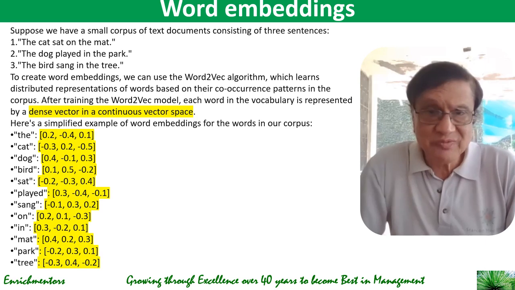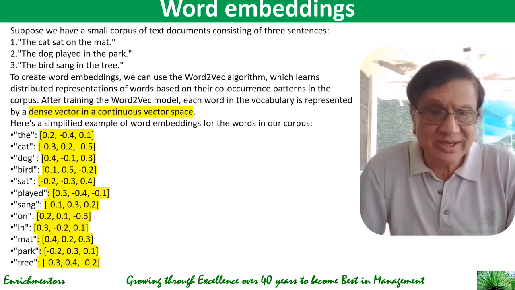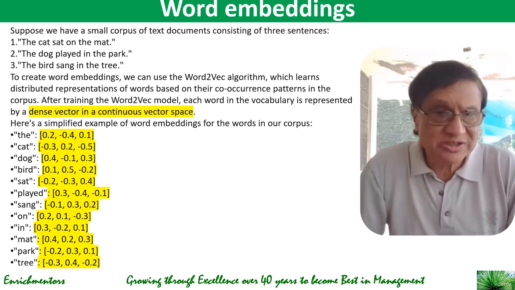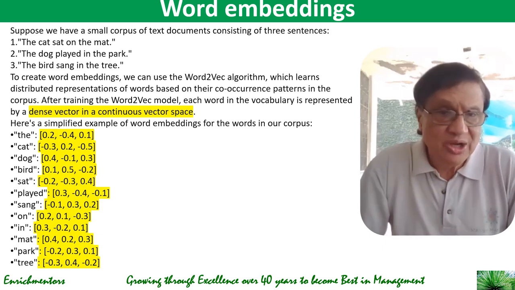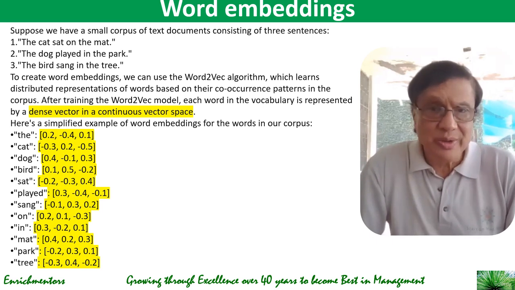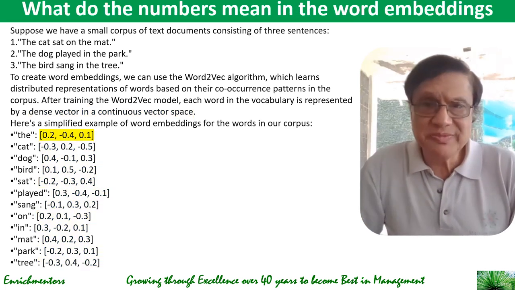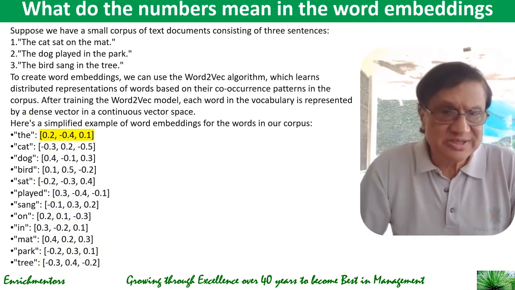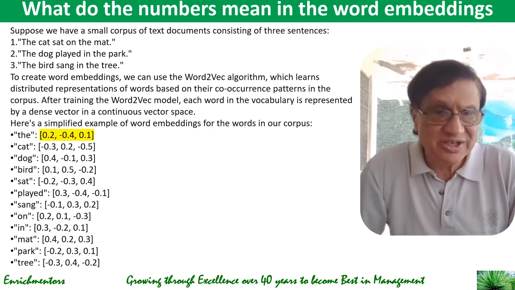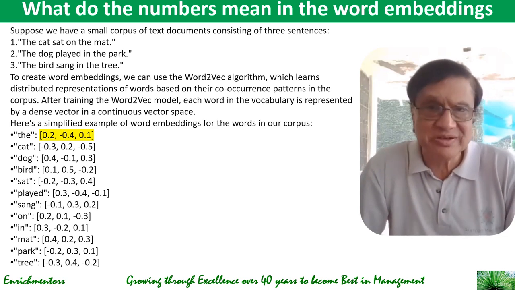After training the word2vec model, each word in the vocabulary is represented by a dense vector in a continuous vector space. And here you see them highlighted. These are the word embeddings, or the dense vectors in the continuous vector space. So what do these numbers mean in the word embedding? These numbers, like 0.1 highlighted here, 0.2, minus 0.4, what do these represent really?